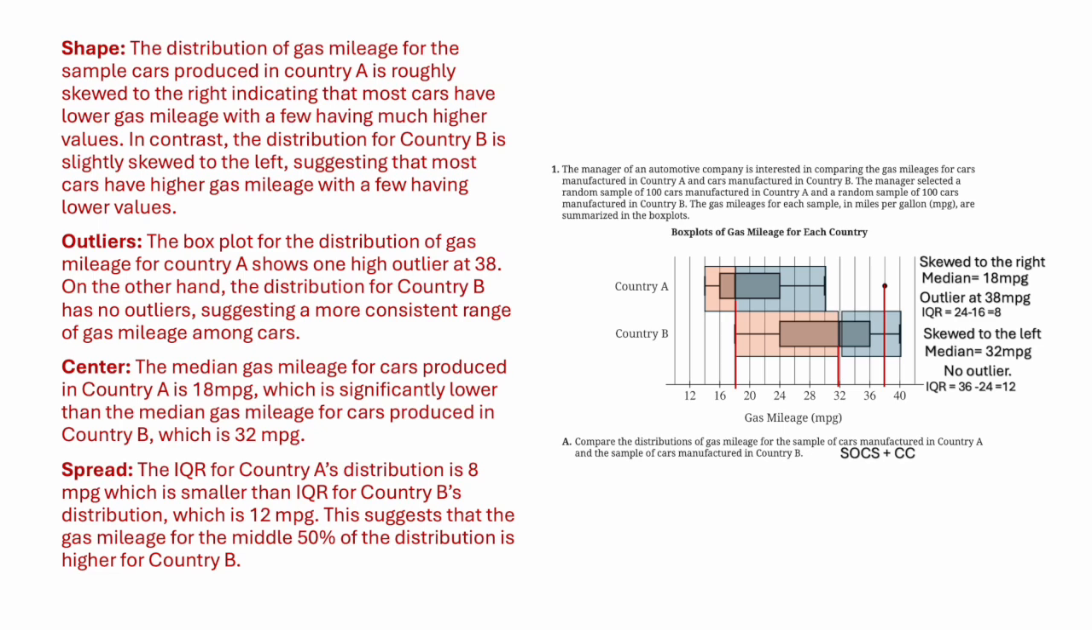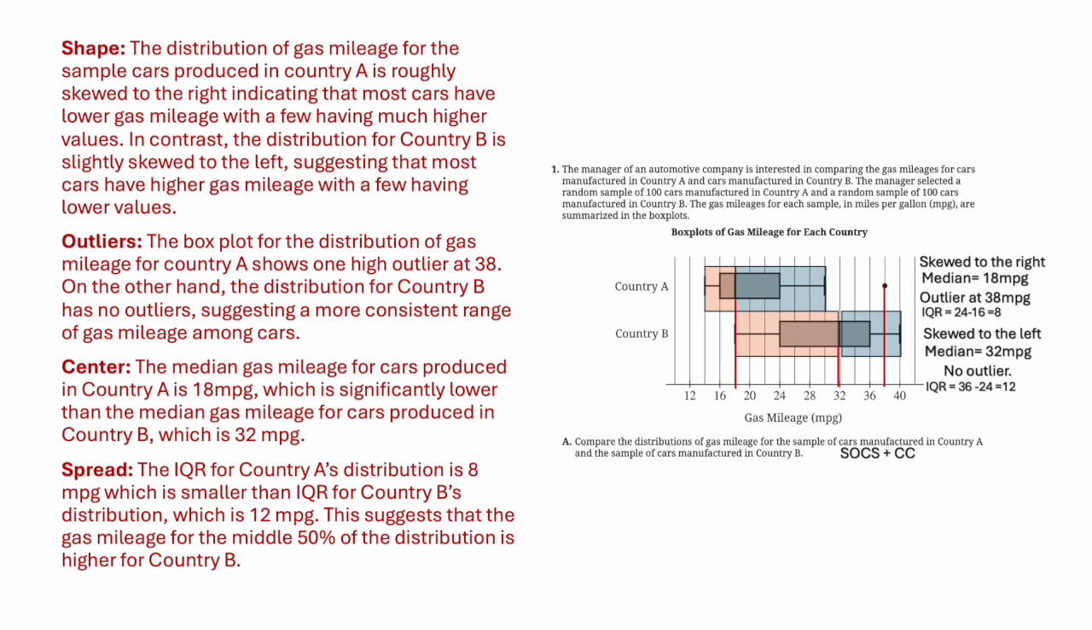Next is outliers. The box plot for the distribution of gas mileage for country A shows one high outlier. Again, I added some context. On the other hand, the distribution of country B has no outliers, suggesting a more consistent range of gas mileage among cars. Again, it shows that country B has better performing cars compared to country A.